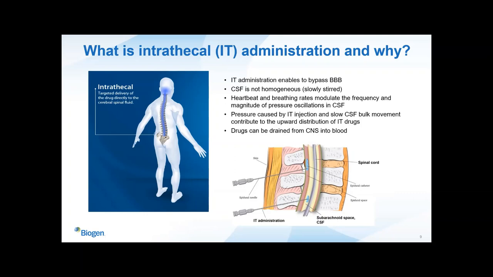Instead of epidural injection, which is done through the narrow space where all the nerve roots are located, IT or intrathecal administration is done towards the CSF flow, which is located in the narrow channel surrounding the spinal cord tissue. Heartbeat and breathing rates and other mechanical stresses modulate the frequency and the magnitude of pressure oscillations in the CSF. Overall, this effect may help propagate the drug movement upwards towards the brain.